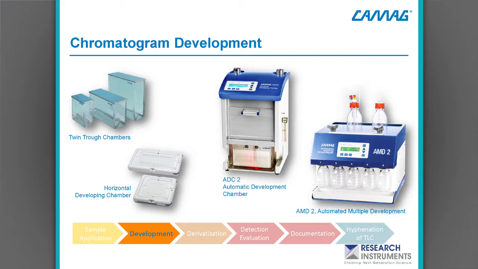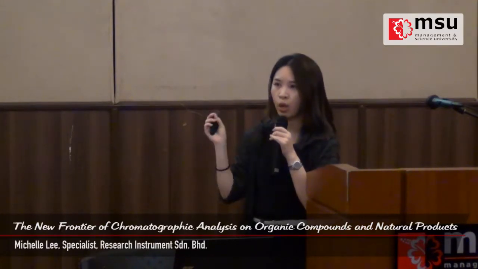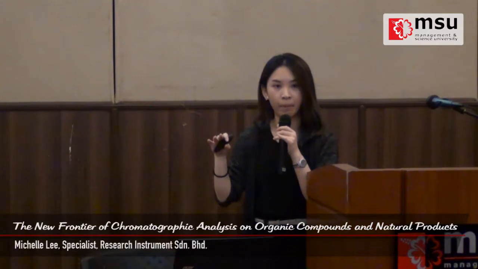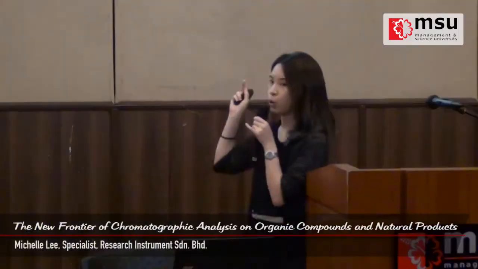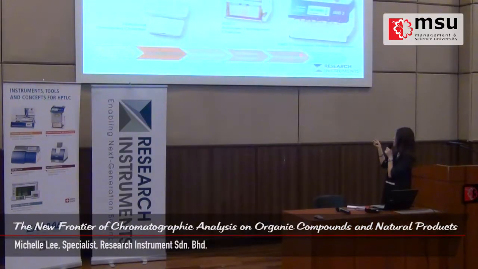And then generally people get this one, the automatic development chamber, ADC2, which is for isocratic developments. Isocratic means that during the whole development, your solvent composition remains the same. It does not change. Nowadays, TLC can also do gradient developments. Gradient means that across the development, you want to change the solvent composition. We can do that as well, with the AMD2.